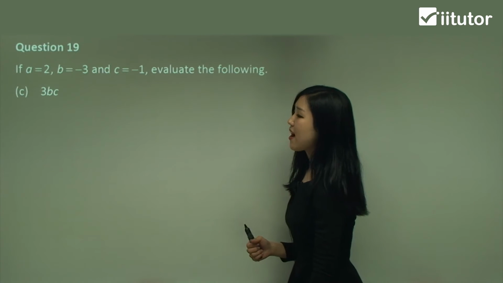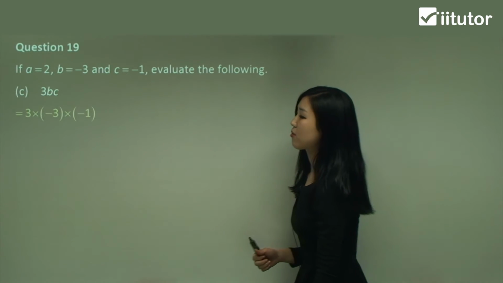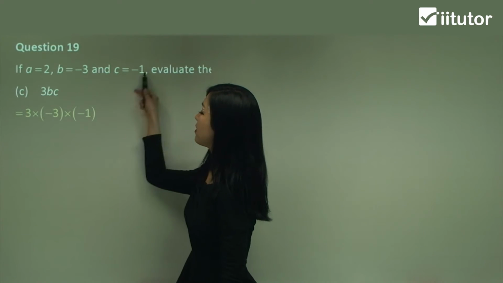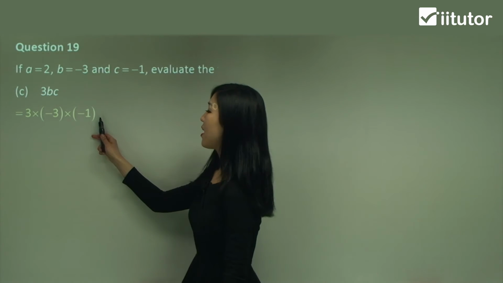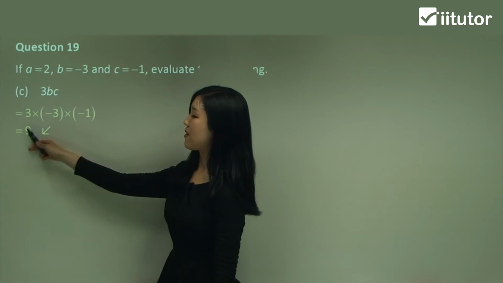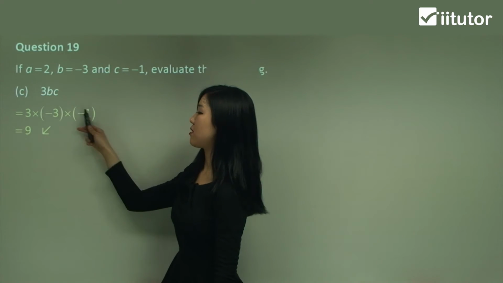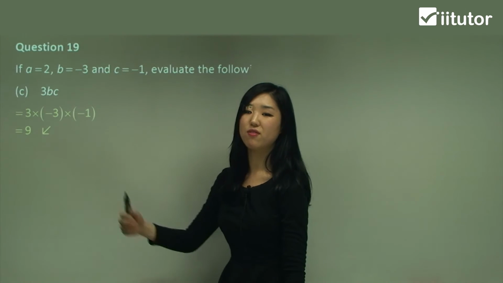C, 3 times B times C. So it's 3 times B times C. Yeah? And we know that negative negative makes a positive, and 3 times 3 is 9. So it's just positive 9.